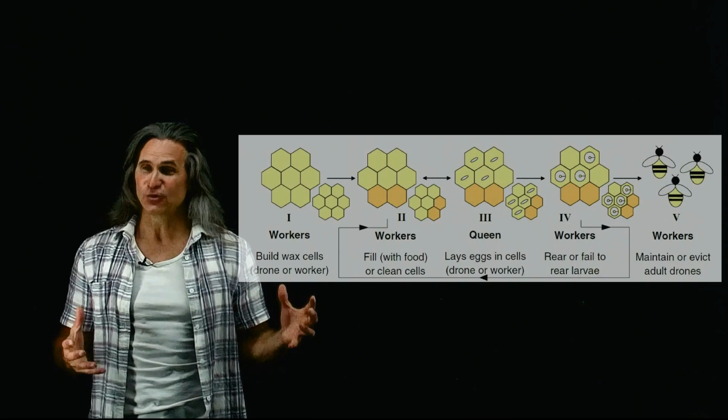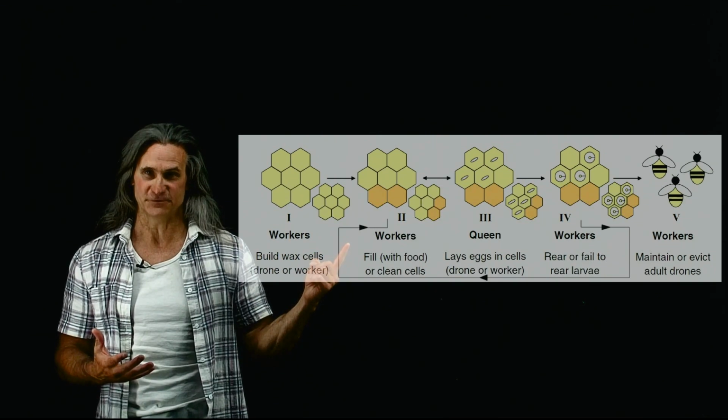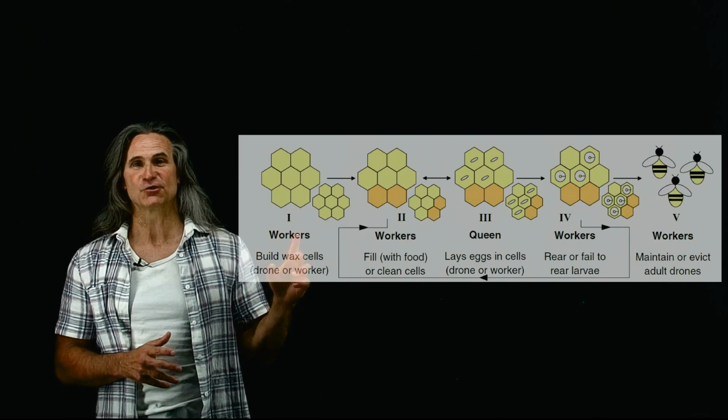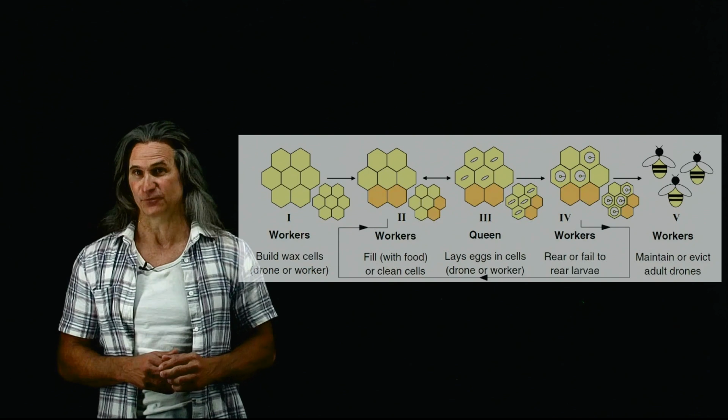I'm often asked who's in charge of the drones. Is it the workers or is it the queen? And as it turns out, as you can see in this chart, it is both. This chart shows who does what and when and how that affects how many drones are in the colony.